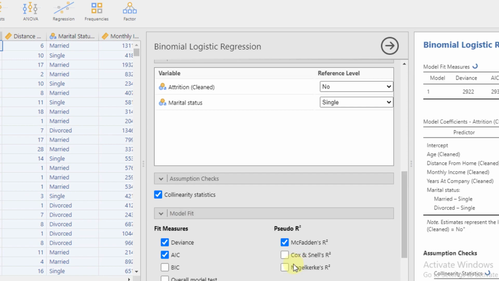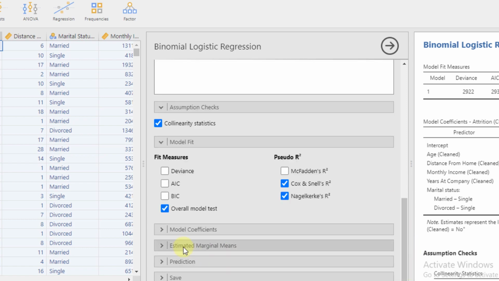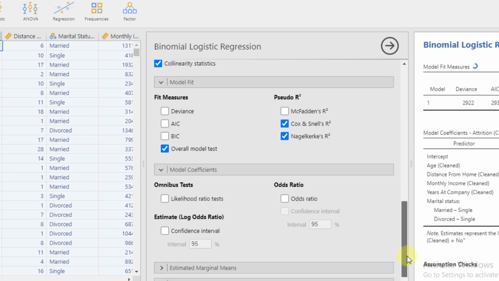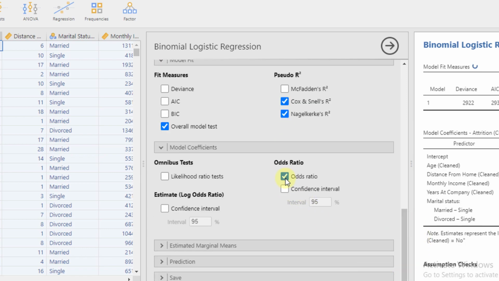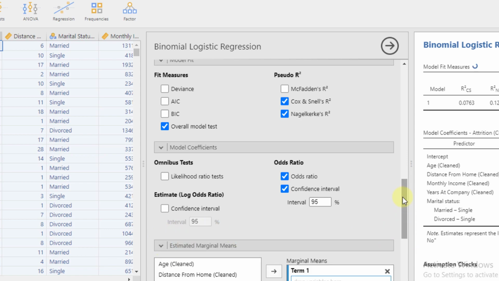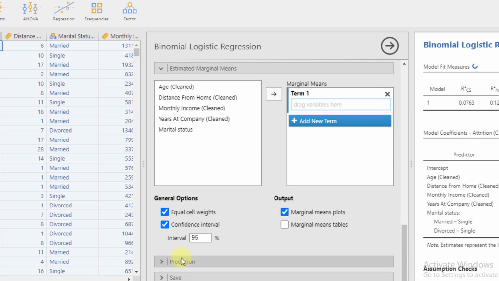Then model fit, click on Nagelkerke R-square, Cox and Snell R-square, overall model test. After that, again come down, model coefficients, most important is odds ratio and 95% confidence interval. Estimated marginal means, nothing to do there, as you wish. If you want to do it, it's okay.